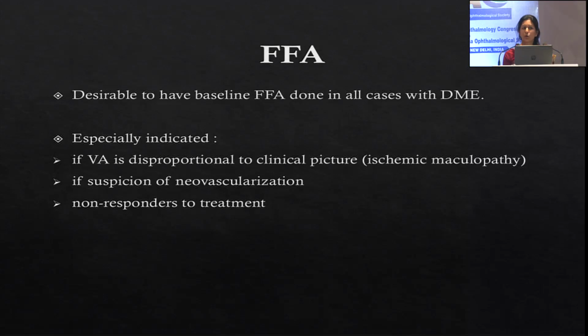So, at this point, I'd like to say that fluorescein angiography is desirable to be done in all cases with diabetic retinopathy. Why? First of all, it may point towards ischemic maculopathy, though OCTA can also give us this information, but lack of availability may necessitate a fluorescein angiography. And this again is important so that there is no post-operative surprise of poor visual gain, and then you come to know that the patient has in fact ischemic maculopathy.